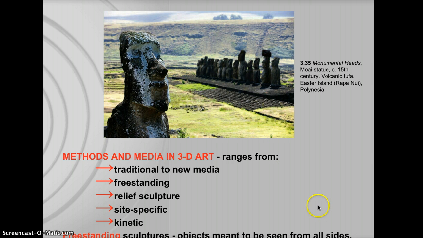To move into three-dimensional art, we have new media like 3D printing. We have freestanding or in the round, which means you can walk all the way around it. Relief sculpture, where the images come off of a base like an architectural wall, and then we have site-specific and kinetic. Kinetic just means it's movable. Site-specific means it's made on site and particularly for that site.